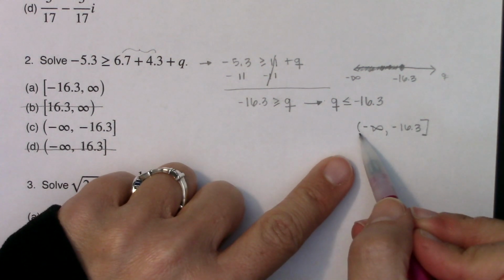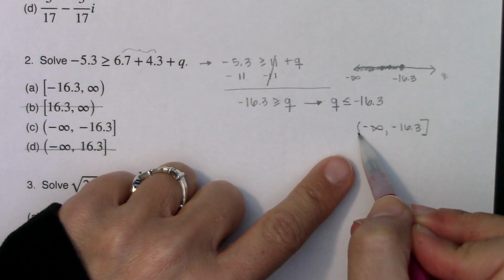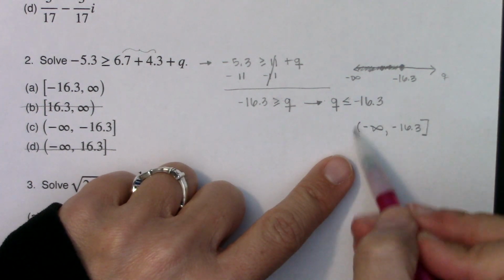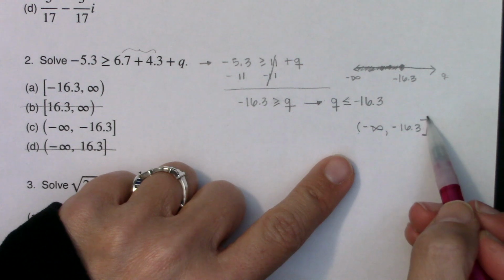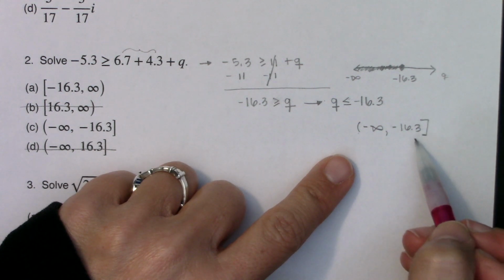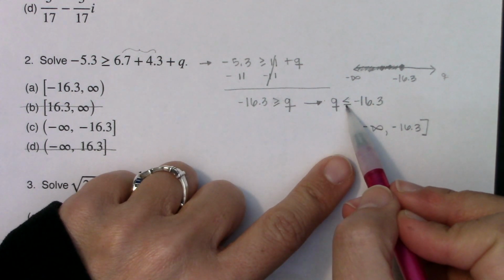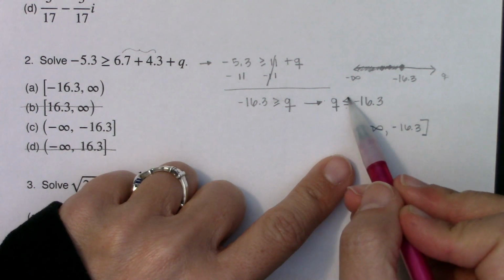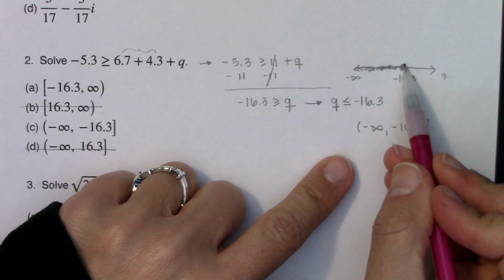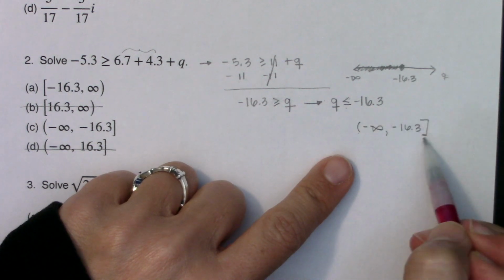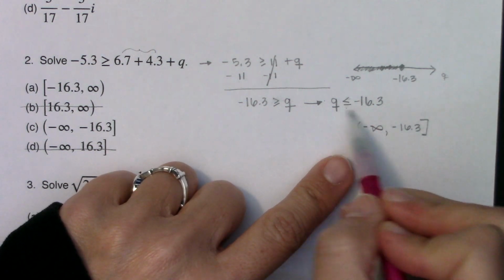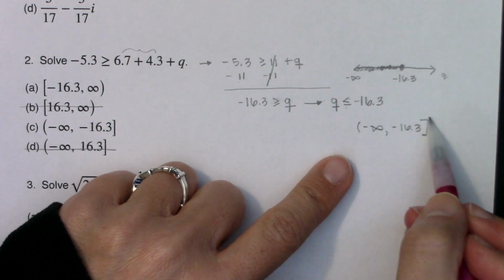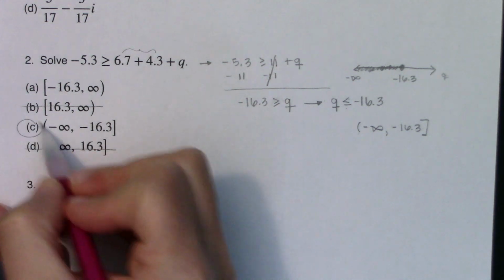Now, let's just review here. Infinities always get parentheses, all right? So if you have either a positive or negative infinity, this will always be a parentheses. The reason I put the bracket here was because this was a less than or equal to symbol, all right? If this had strictly been less than, I would have had an open dot here and I would have had a parentheses here. But this was less than or equal to, so notationally, we put the closed dot here, and we put the bracket here, and that makes my answer C.